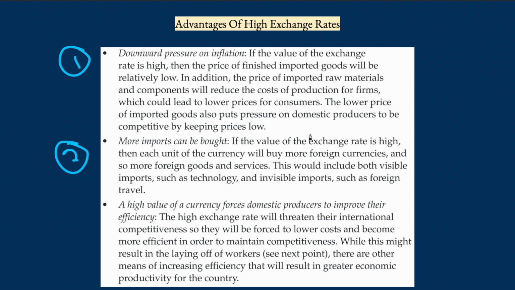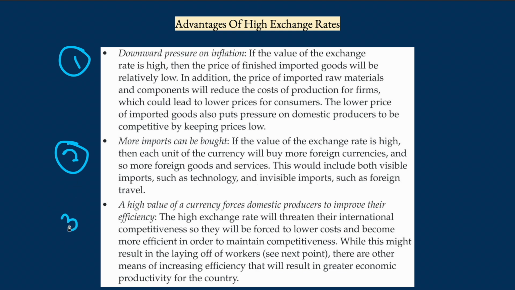Number 2, more imports can be bought. Well, so if the exchange rate is high, then each unit of the currency will buy more foreign currencies, and so more foreign goods and services. This would include both visible imports, such as technology, and invisible imports, such as foreign travel. So essentially, it's just continuing the idea with the basic theory of demand. If something is cheaper, then we can buy more of it given a set amount of money.